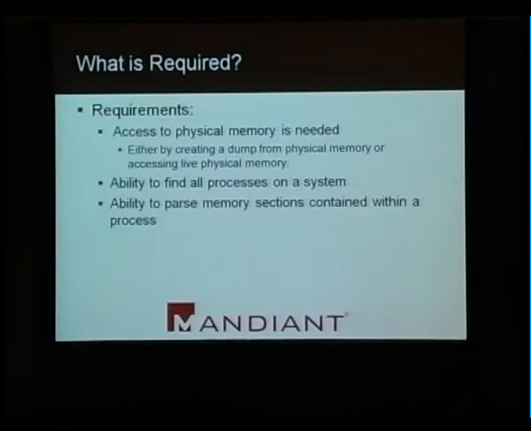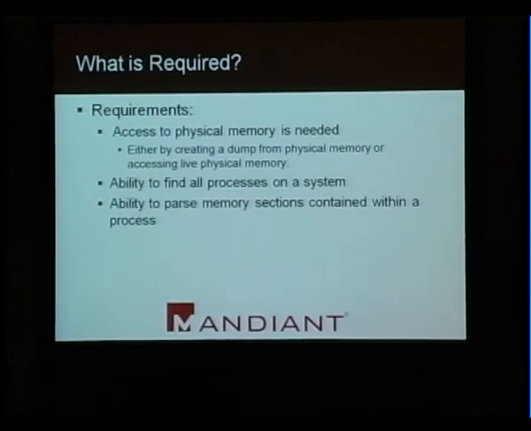All right, so what is required? There are a couple things required. We need access to physical memory. We either need live physical access, or we need a memory dump that was created, and we can treat that as physical memory. After we have access to physical memory, I need the ability to find all the processes on a system, whether they're hidden or unhidden. Once we've found every process, that means we can find the process that we want to acquire. Once we can do that, we need to be able to parse that process's memory sections.